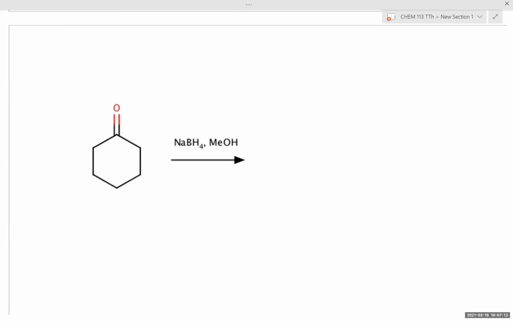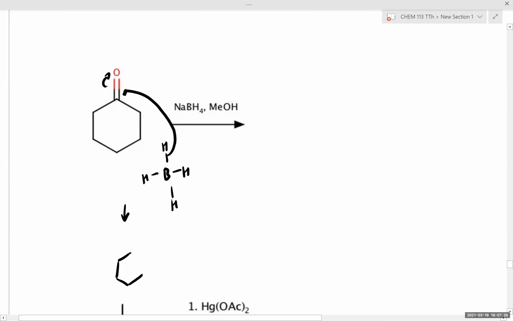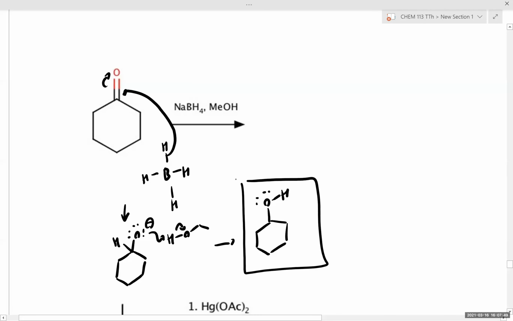Let's look at this next example. We have a classic sodium borohydride reduction. So in this case, our hydride equivalent will attack our electrophilic carbonyl carbon. And that in turn generates a secondary alcohol. No stereochemistry needed in this case. From this alkoxide intermediate, an equivalent of methanol will serve to protonate the alkoxide intermediate, generating our isolable secondary alcohol.